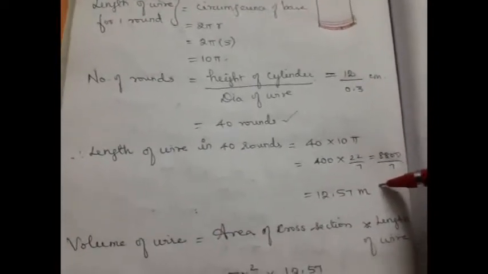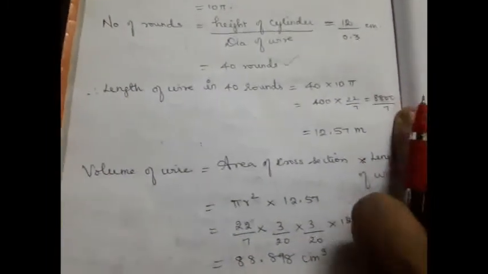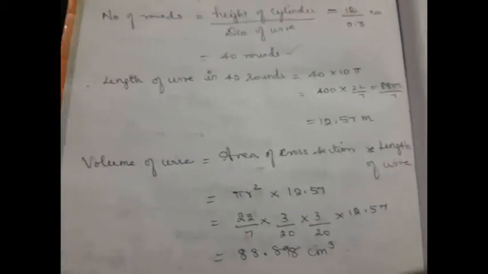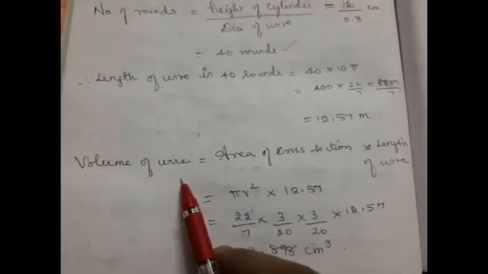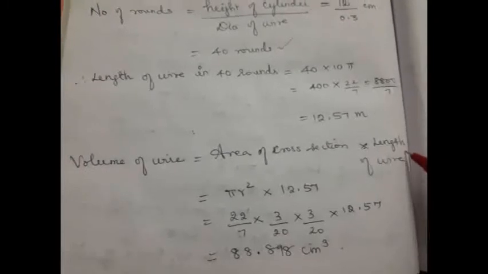Now we need to find the mass of the wire. What is the mass formula? Mass is volume into density. So first we need to find the volume of the wire. How to find the volume of the wire? Area of the cross section multiplied by its height.